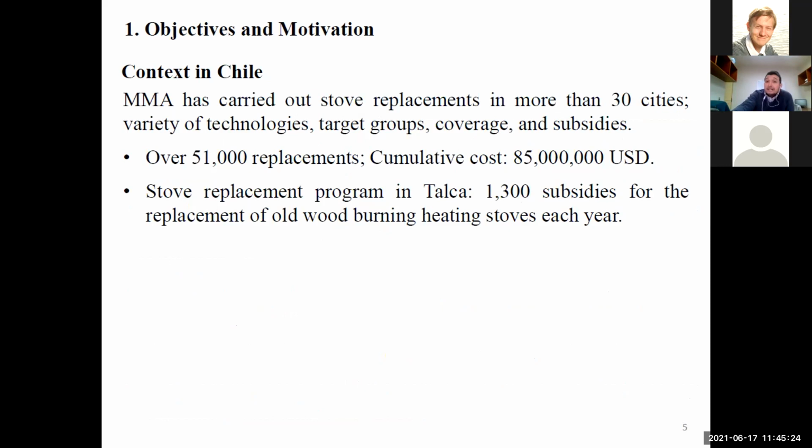In the last 10 years, the Ministry of Environment has carried out different stove replacement programs in more than 30 cities in Chile, changing the technology with different focus and different amounts of subsidies. More than 50,000 replacements have been done until now. In the city of Talca, each year more than 1,000 subsidies for these replacements are offered to households.